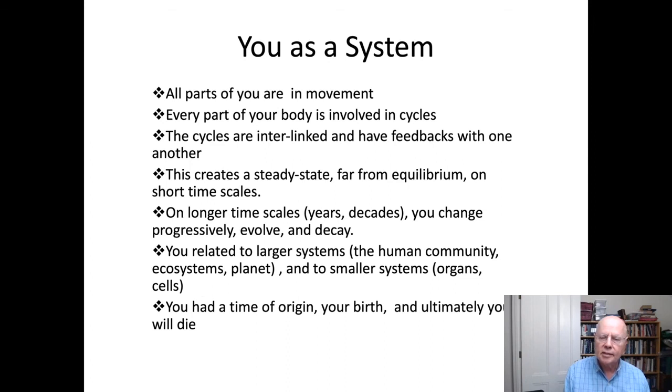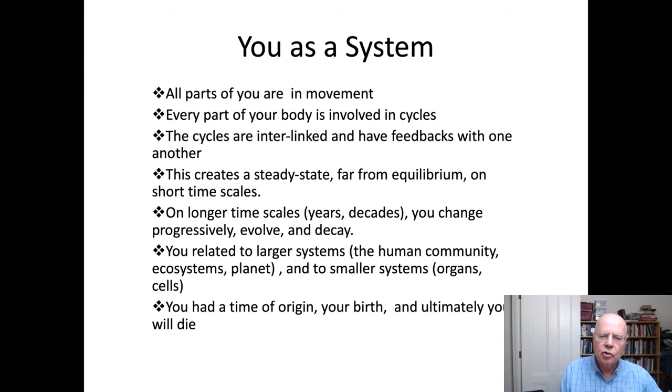Each one of us is a system. All parts of us are in movement. Every part of our body is involved in cycles. The cycles are interlinked and have feedbacks with one another, and so we live at a steady state, far from equilibrium on short time scales. But over years or decades, we change. We grow, we become adults, our body seems to get better and better, it reaches its maximum efficacy at around your age, and then starting in a few years, the body begins to decay, and ultimately it dies.